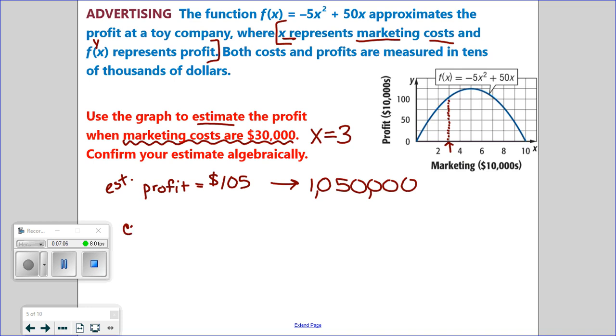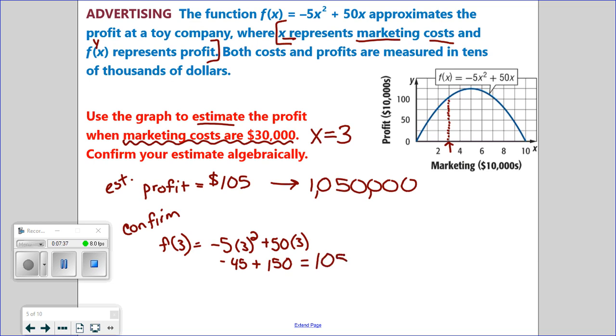My confirm on this one, because they gave me x, is just plugging in 3. And seeing how close my guess was. Okay, well, let's see. 3 squared is 9 times negative 5 would be negative 45. That'd be 150. Negative 45 plus 150 is 105. So that was a really good guess. Any questions on that? That part is pretty straightforward.